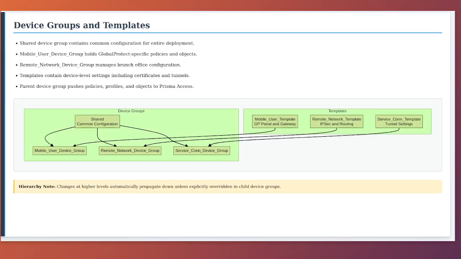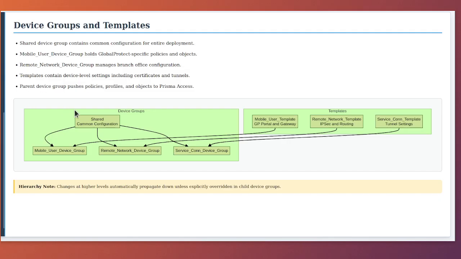Device groups and templates. When managing Prisma Access through Panorama, you work with device groups and templates to organize and deploy your configuration. Understanding this hierarchy is essential for effective policy management. The diagram shows the configuration hierarchy.